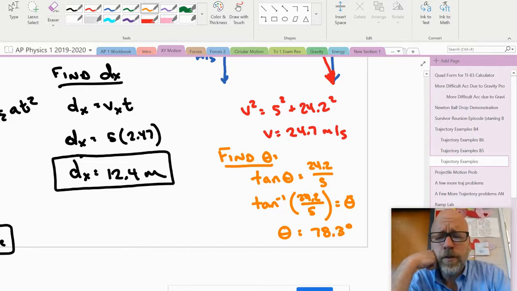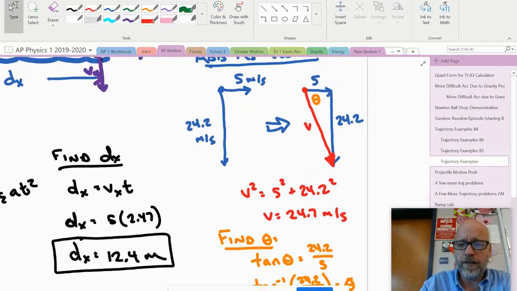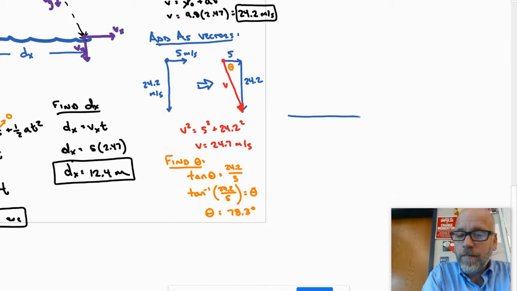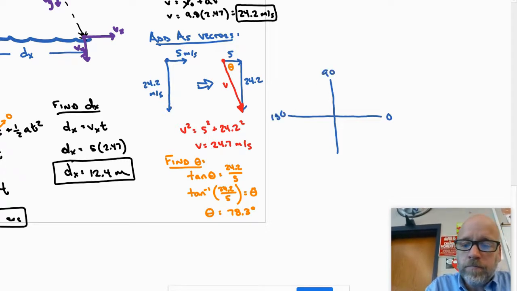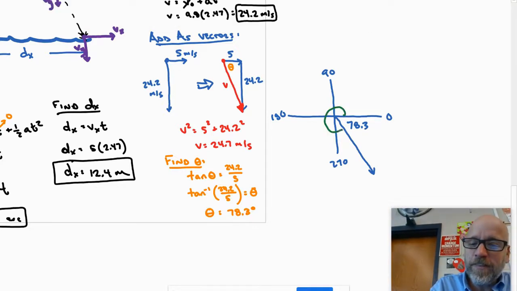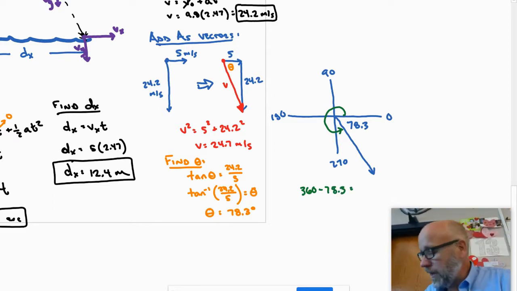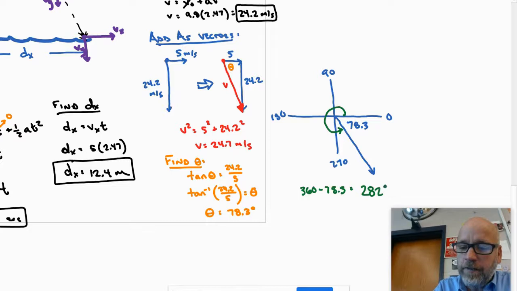Nice. But where's 78.3? What quadrant? Yeah, it's in the first quadrant, isn't it? And my answer's not in the first quadrant. Look at it. It's clearly pointing down. So in order to get the actual angle, if I look at my coordinate plane, and the angle down, the reference angle, 78 degrees, then what is the actual heading? Yeah, good for you guys, right? If you do 360 minus 78.3, that would give you the actual angle, or 282 degrees.